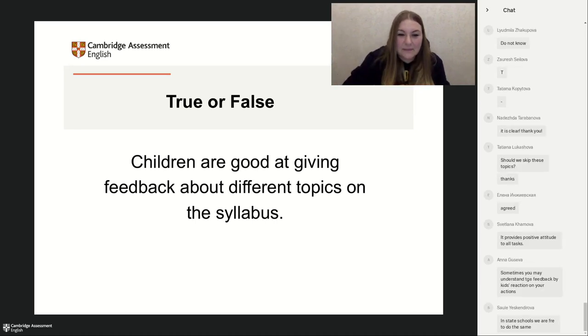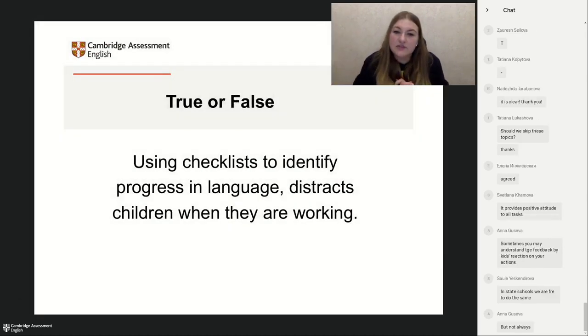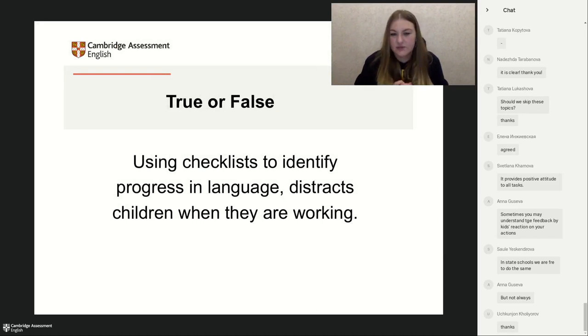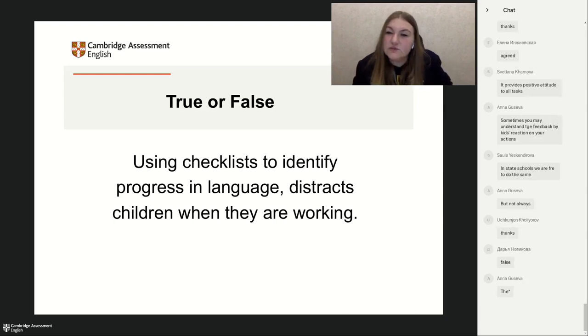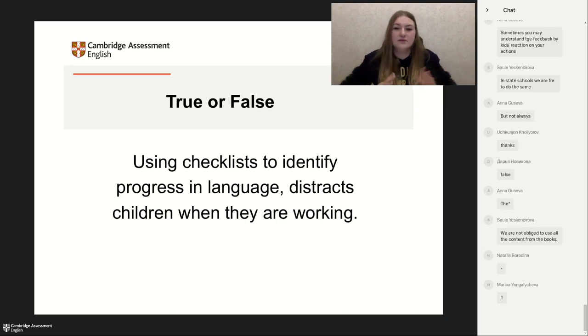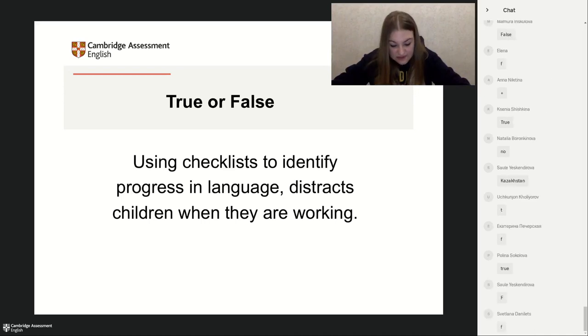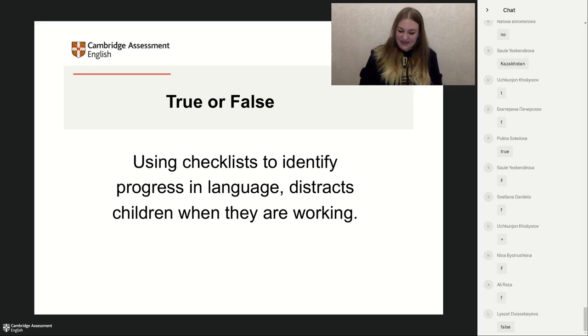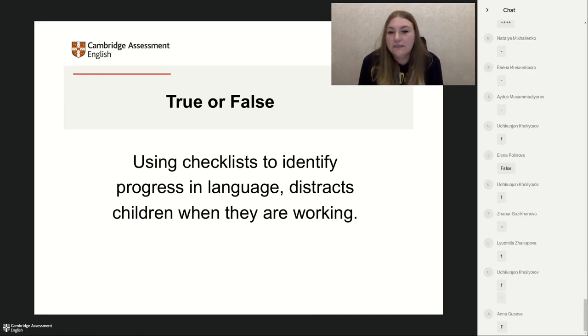Okay, the next thing: using checklists to identify progress in language distracts children when they are working. What do you think? In state schools, you're free. Oh, fantastic, I didn't know that. So is it true or false? Yeah, that's false. Children can be motivated by checklists, and they quickly become used to the teacher using checklists and assessing their knowledge. Why not? Good, I agree with you.